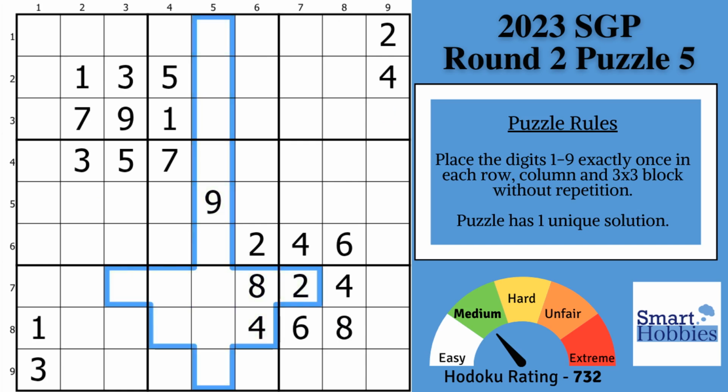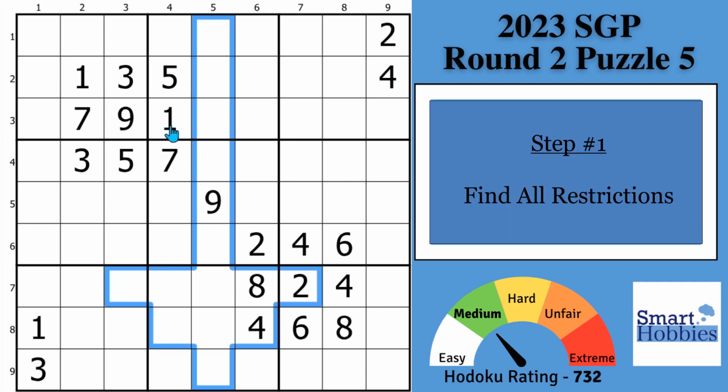And with that, it's solving time. The first step you need to do in any Sudoku is find out where the restrictions lie. So I want to check out the ones here.